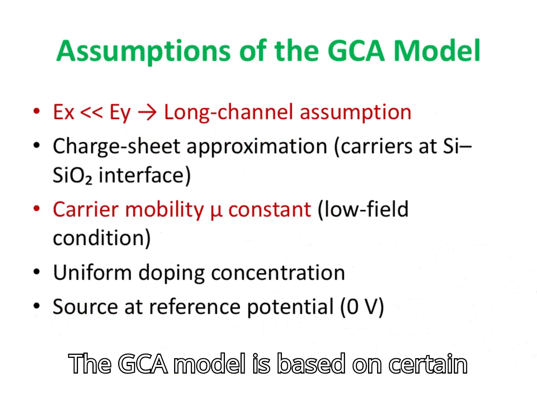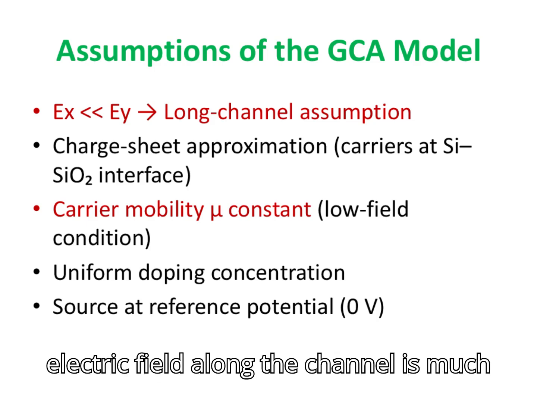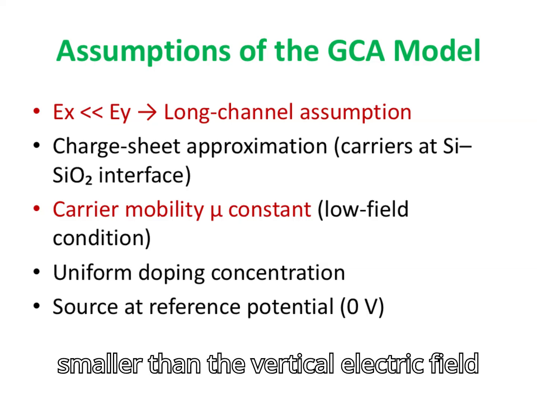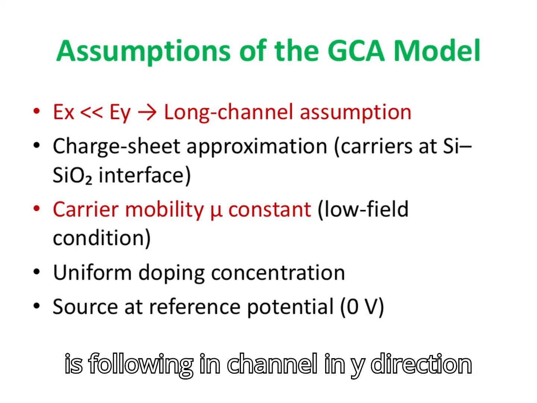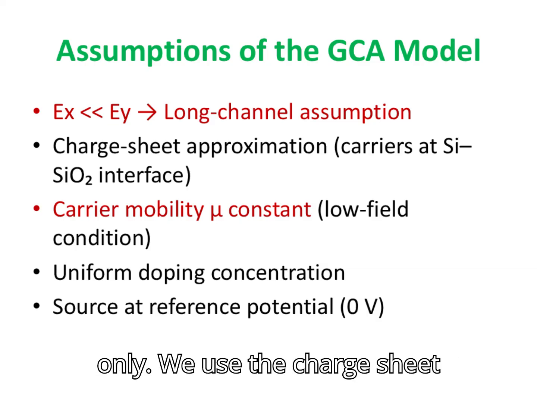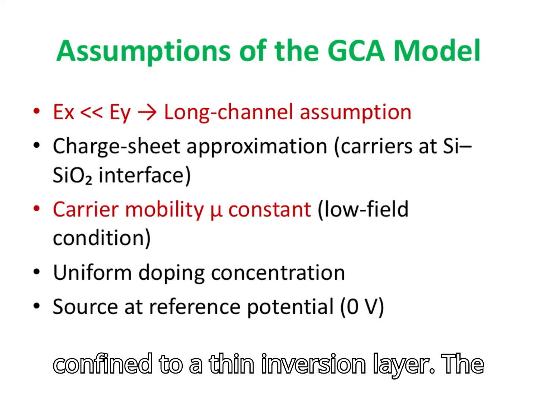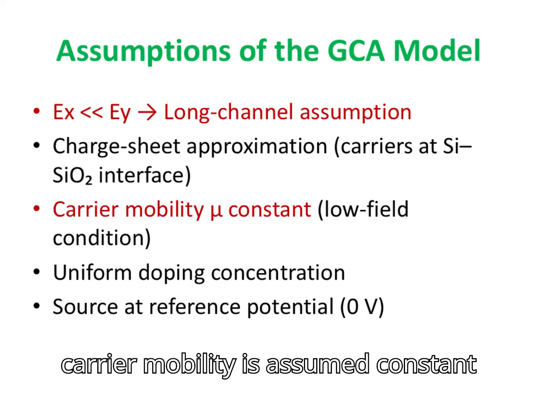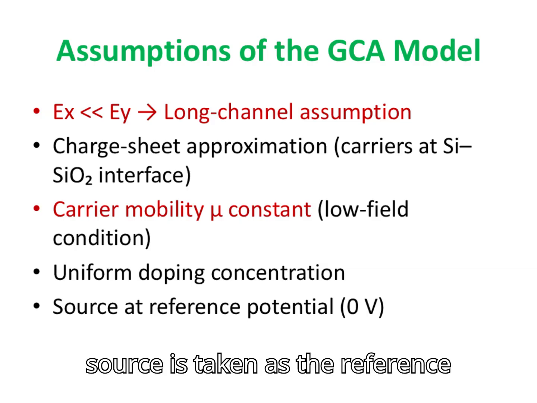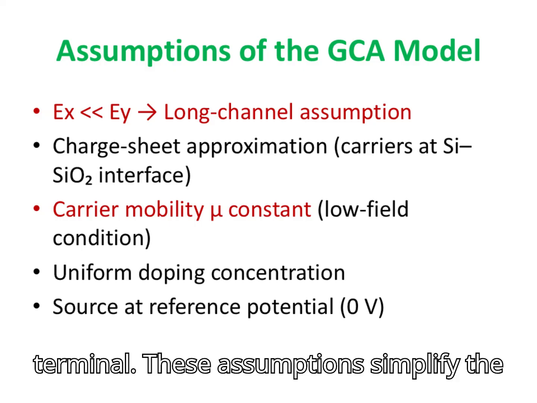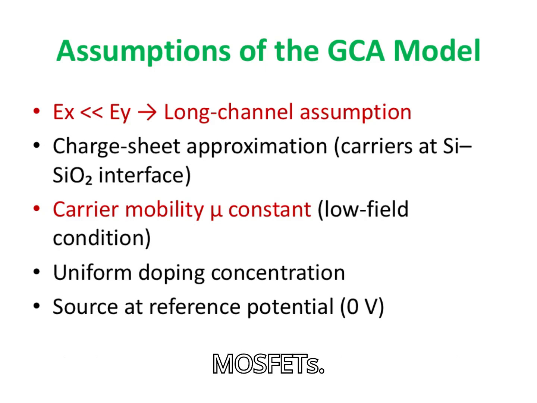The GCA model is based on certain simplifying assumptions. The horizontal electric field along the channel is much smaller than the vertical electric field induced by the gate. So the drain current is flowing in the channel in the Y direction only. We use the charge sheet approximation, meaning carriers are confined to a thin inversion layer. The carrier mobility is assumed constant under low field conditions, and the source is taken as the reference terminal. These assumptions simplify the mathematics while keeping the model physically accurate for long-channel MOSFETs.